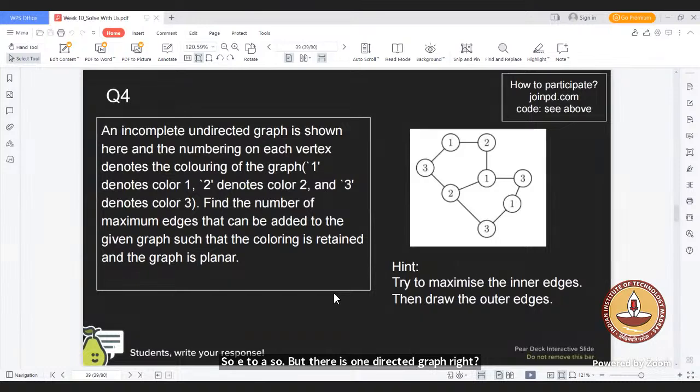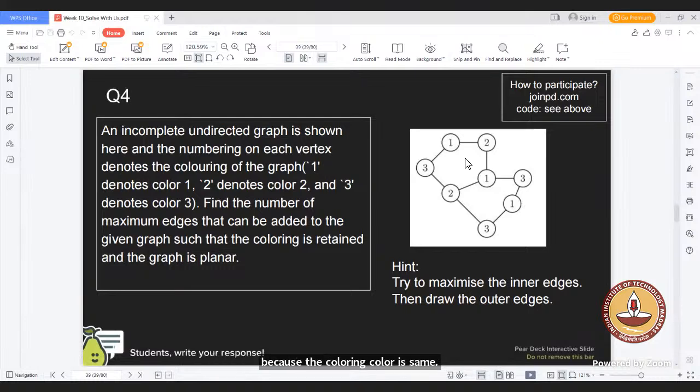An incomplete undirected graph is shown here, and the numbering of each vertex denotes the coloring of the graph. Let us assume that equal numbers are of the same color. So 1 denotes color 1, 2 denotes color 2, and 3 denotes color 3. Find the maximum number of edges that can be added to the given graph such that the coloring is retained and the graph is planar. Basically you can't connect 1 and 1 here because the color is the same, therefore we can't connect.